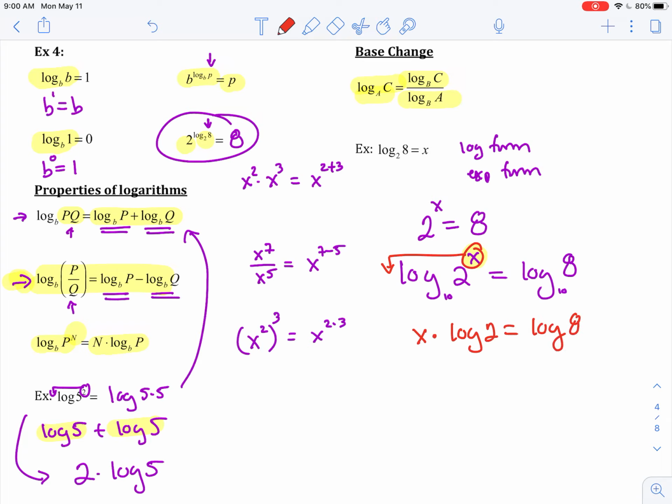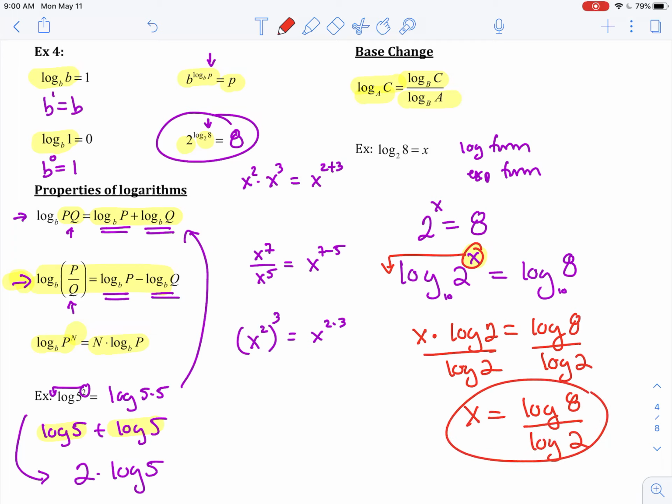And recall, log 2 and log 8 are just numbers. They're ways of expressing those exponents. So I can divide both sides by the log of 2 to isolate my x variable, and I get x is equal to the log of 8 divided by the log of 2. Which, if I wanted to do a base change to base 10, we would have just switched it to the log of 8 divided by the log of 2 in the new base that we wanted. And in this case, we switched it to base 10.